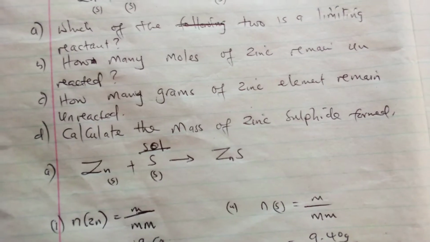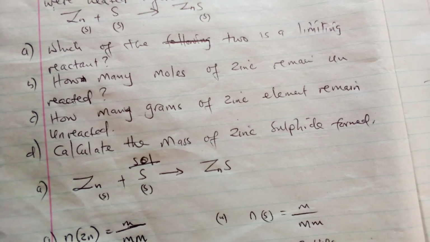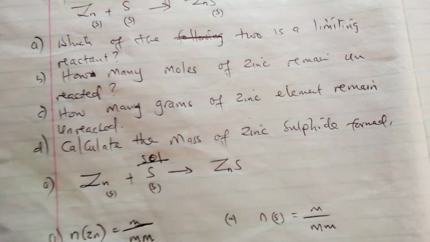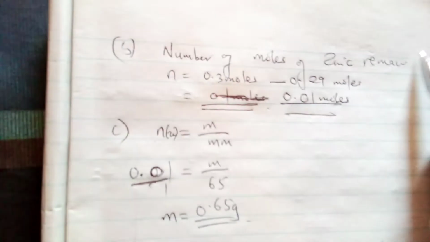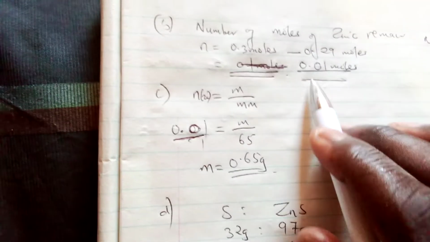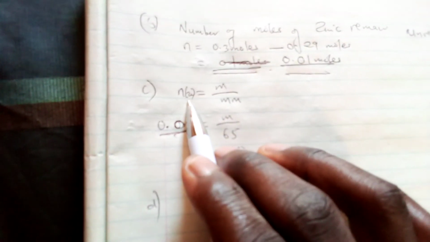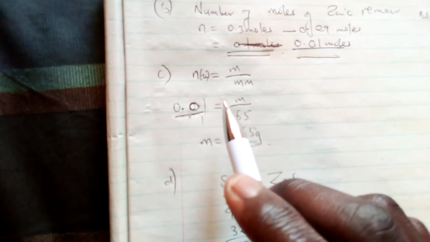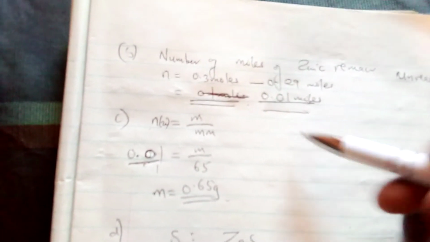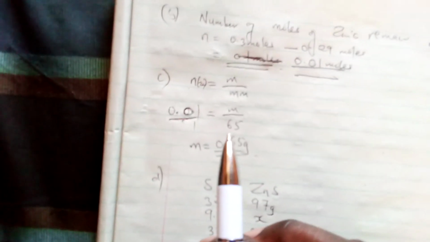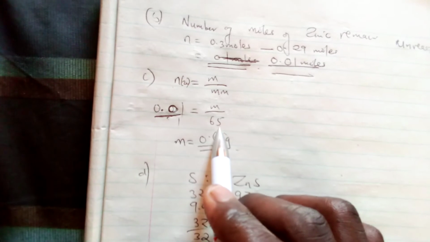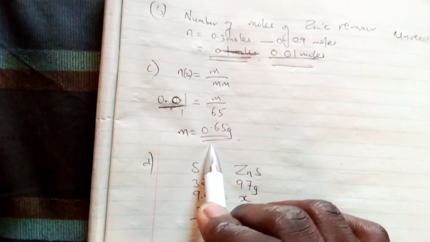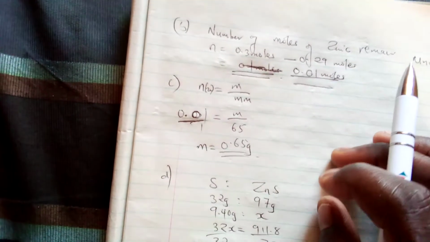The third question is asking how many grams of zinc element remained? Simple. Since we have found the number of moles of zinc that remained, which is 0.01, we can go to the formula. Number of moles is equal to mass over molar mass. Hope you remember this formula so well. Then, since we are looking for mass, we take the number of moles there, then 65, cross multiply, and this was the mass. The question is done there.